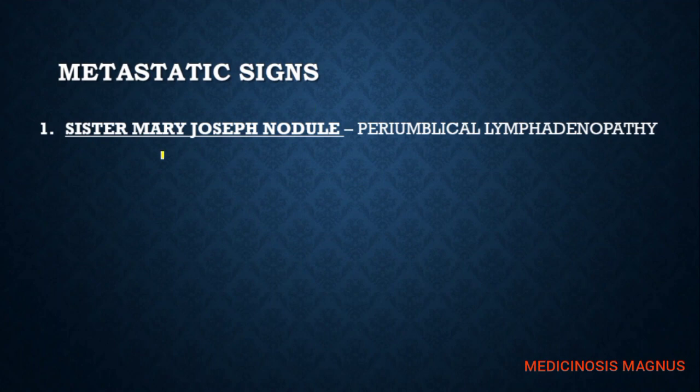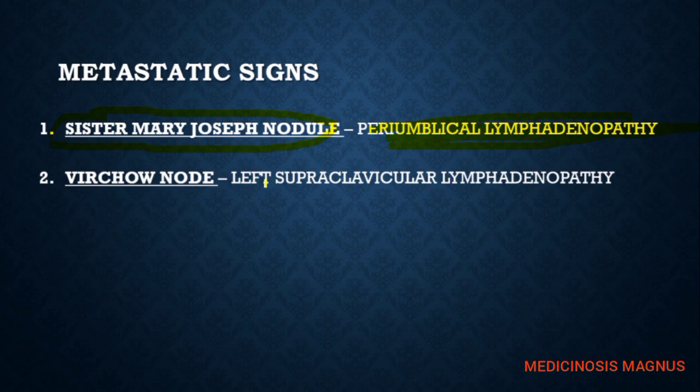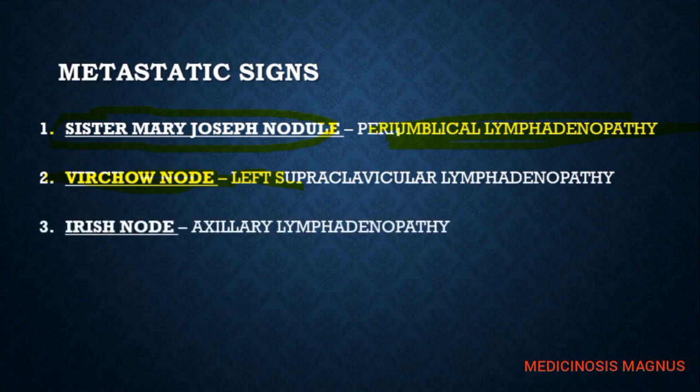For example, when the periumbilical lymph nodes are involved, that is near the umbilicus, these are called Sister Mary Joseph nodule. Then when it is the left, not right, left supraclavicular lymphadenopathy, it's called Virchow nodes. This sign is called Troisier sign. Then Irish node is axillary lymphadenopathy.